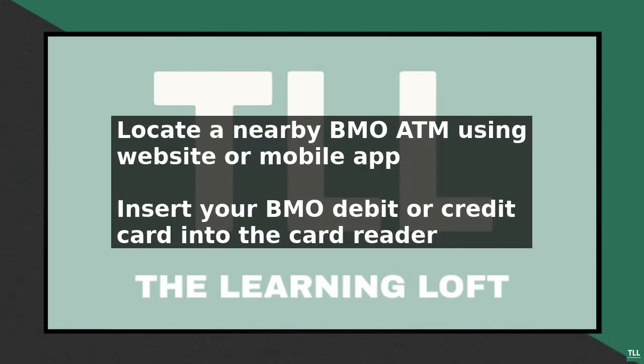To withdraw money from a BMO ATM, start by locating a nearby BMO ATM. You can use the BMO website or mobile app to find the closest location. Once you have found an ATM, insert your BMO debit or credit card into the card reader.